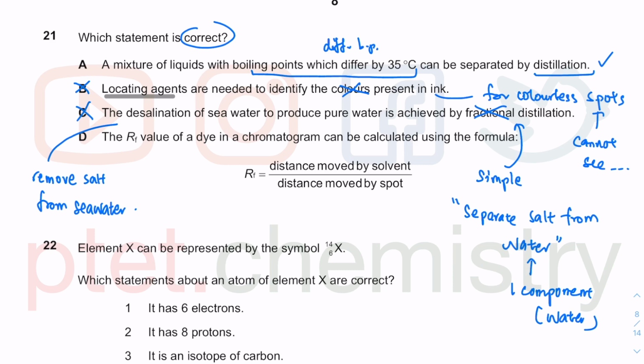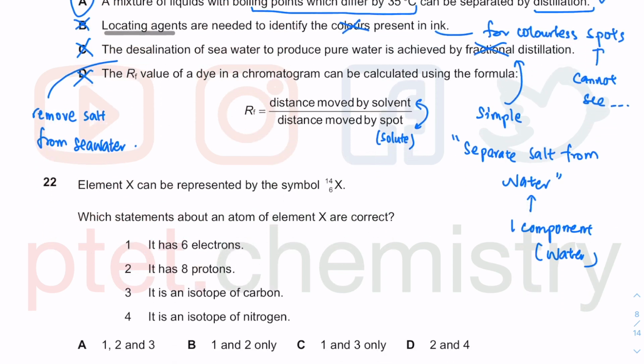RF value, it's got this the other way around because it's the distance moved by the solute over the distance moved by the solvent from the baseline to the solvent front. So D is wrong, A is the only correct answer there.